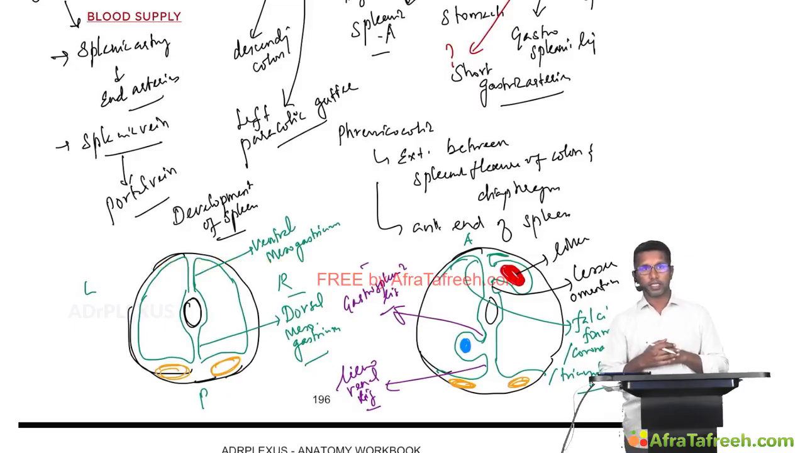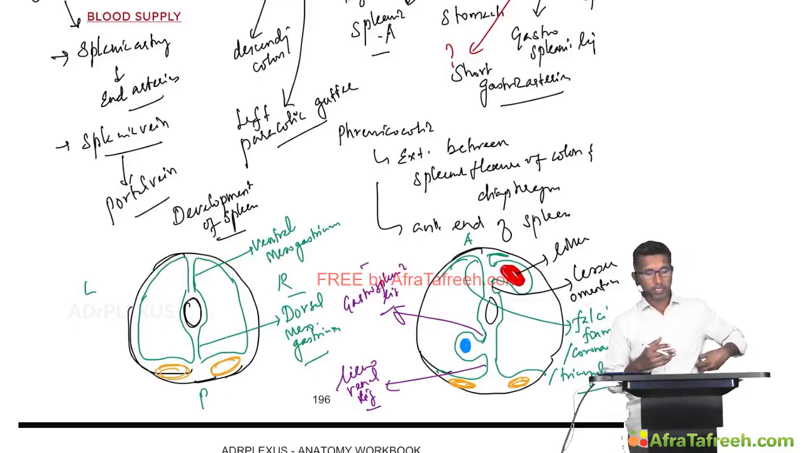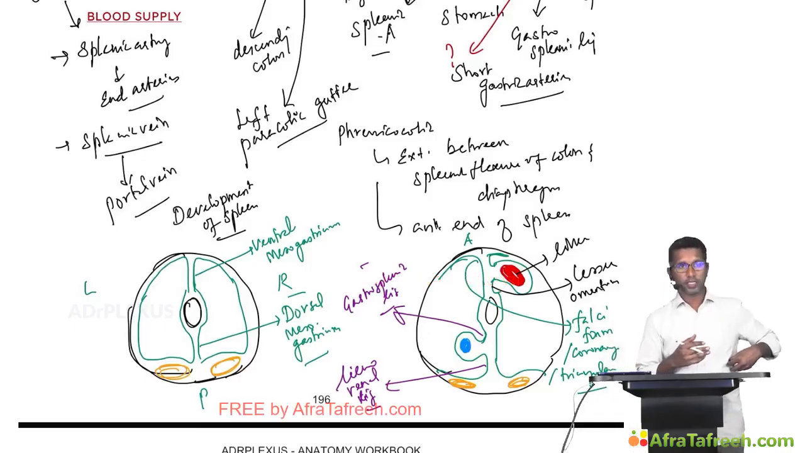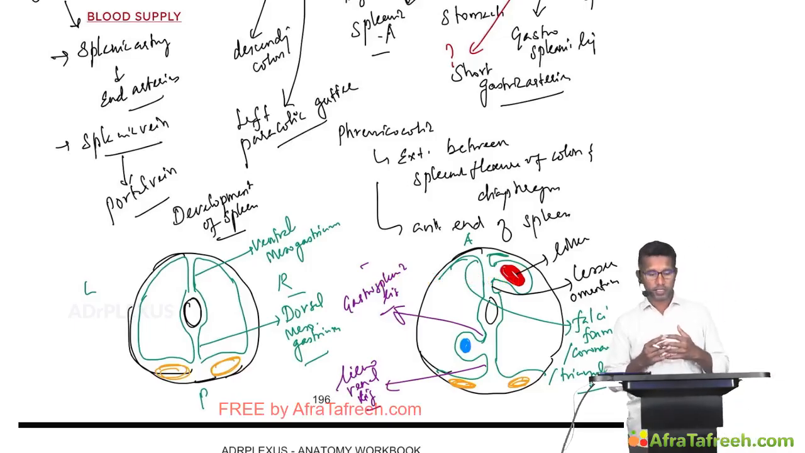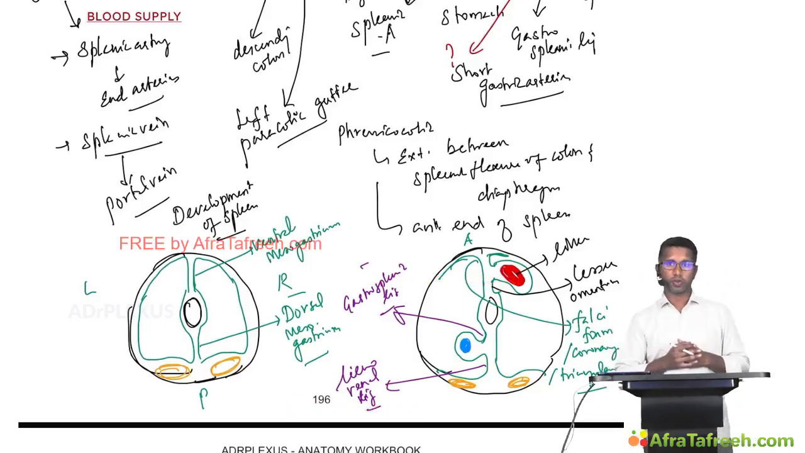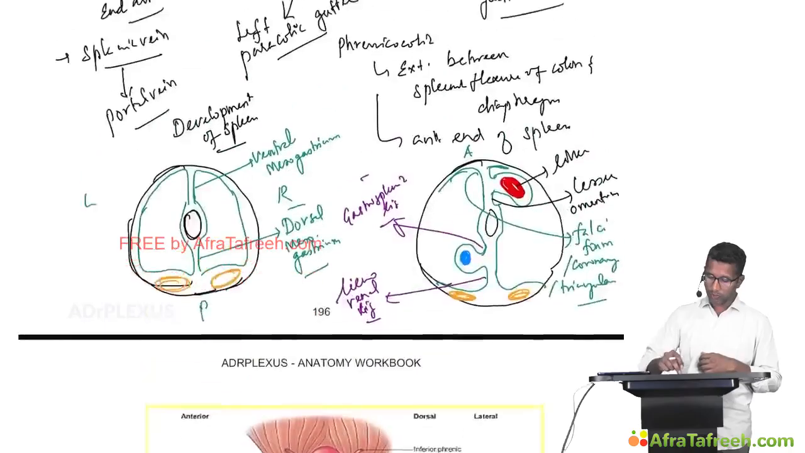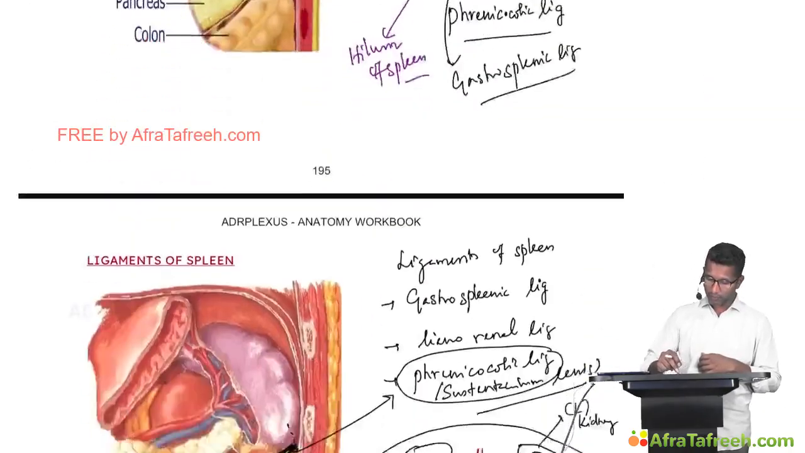And you all know that whenever there is an injury to the lower ribs, the spleen is one organ which can easily get ruptured, and it can cause a lot of bleeding inside the abdomen. So whenever there is a splenic rupture, they do a routine procedure called splenectomy. So this is about the development and the location of the spleen, guys.